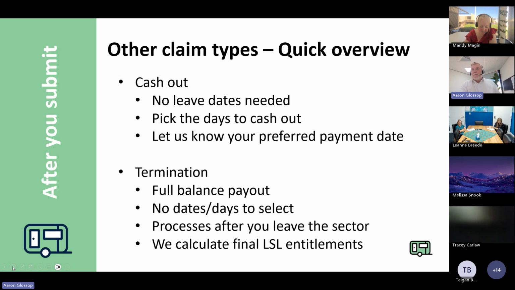The other claim type is a termination payment. Essentially, that is if a worker is leaving the community services sector completely and they want to claim their balance as a single payout. We don't need any dates. We just need to know your last date of work within the sector. We can't process the claim until you have left the sector completely.